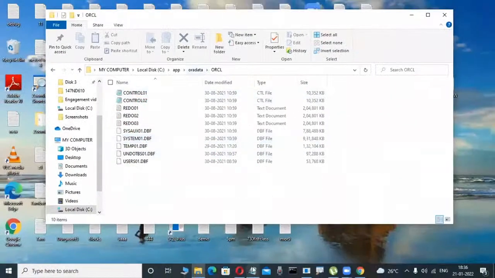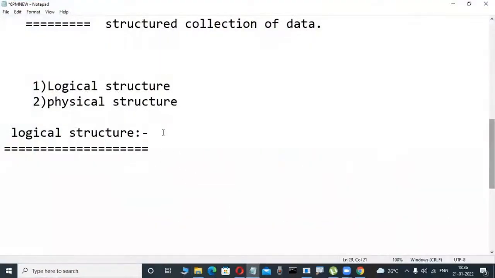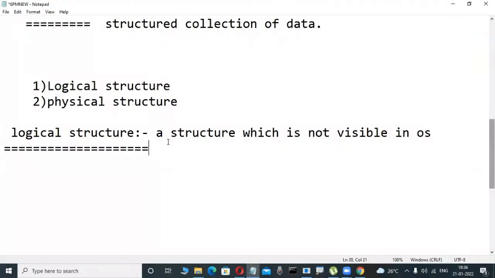That's why, what a logical structure means, don't write it, a structure, here a database structure, don't worry. A structure which is not visible in the operating system, in OS, is called a logical structure, the logical structure of the database.